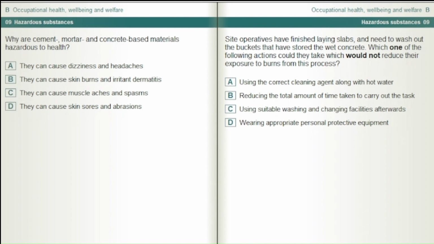Site operatives have finished laying slabs and need to wash out the buckets that have stored the wet concrete. Which one of the following actions could they take which would not reduce their exposure to burns from this process? Using the correct cleaning agent along with hot water. Reducing the total amount of time taken to carry out the task. Using suitable washing and changing facilities afterwards. Wearing appropriate personal protective equipment.